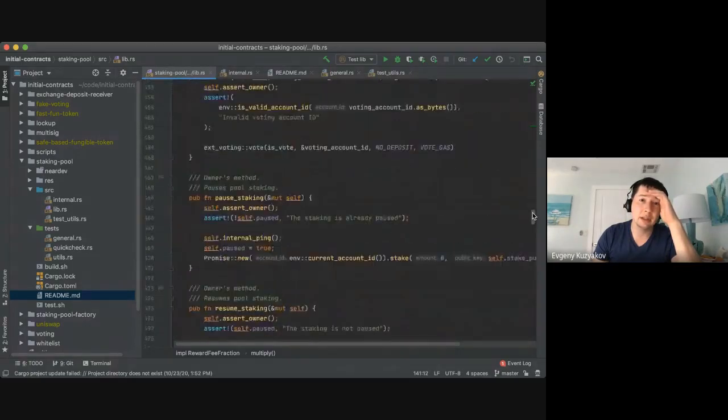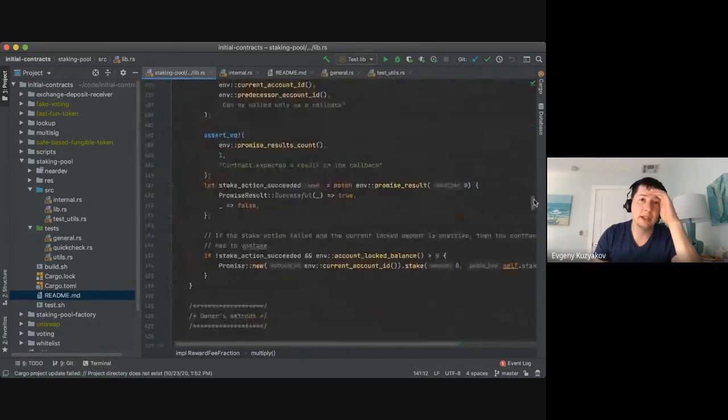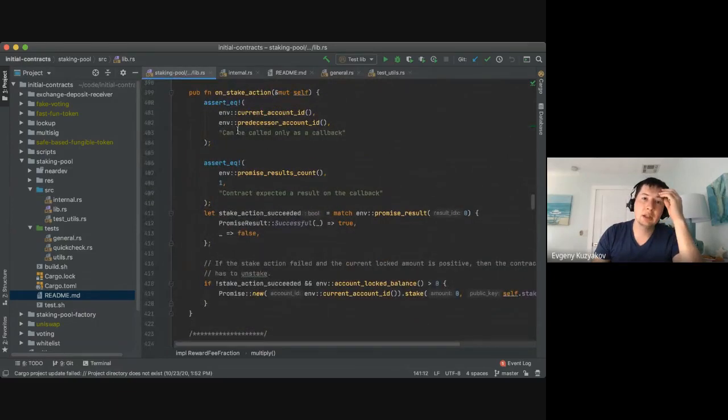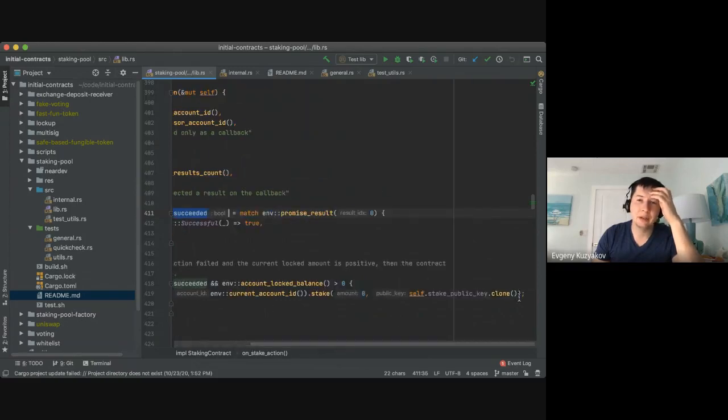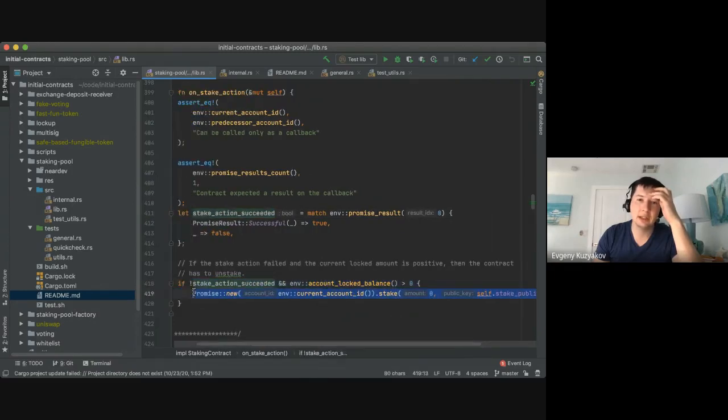This callback basically checks if it fails and the balance is positive, we need to unstake. So it will call the unstaking action where the stake amount is 0, to make sure that all the balance is released and you can withdraw in 4 epochs.